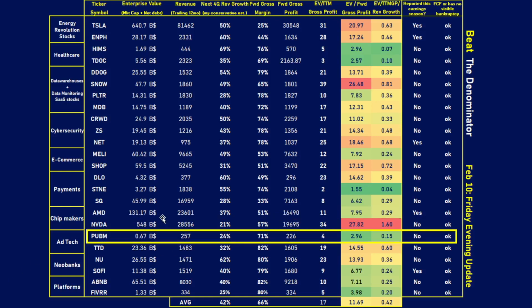Then we have AdTech. So we have Pubmatic and the Trade Desk. Pubmatic is 4 times cheaper per unit of growth compared to the Trade Desk. But interestingly enough, my position in the Trade Desk is about 5 times bigger than my position in Pubmatic, because Pubmatic is kind of a risky stock.